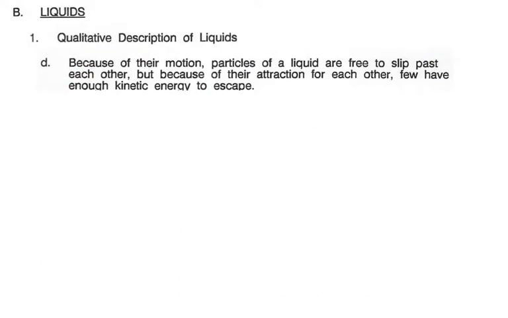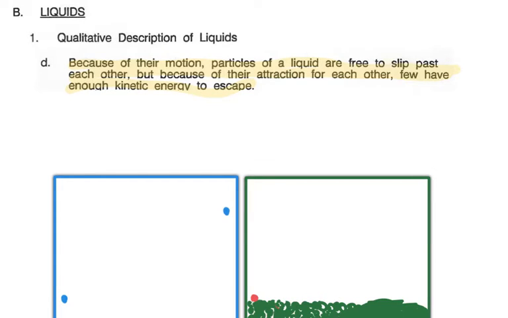And the final one states that because of their motion, particles of a liquid are free to slip past each other, but because of their attraction for each other, few of them have enough kinetic energy to escape. This actually helps us to explain several of the basic characteristics where liquids and gases are different from each other. So as a reminder, for gases, those particles could move around freely and they just kept moving. But for liquids, those particles started to move, but then they were attracted to each other so they couldn't move far. Our example was for gases that they would be not touching in any way, shape, or form, and if they did hit each other, they would just bounce off of each other.